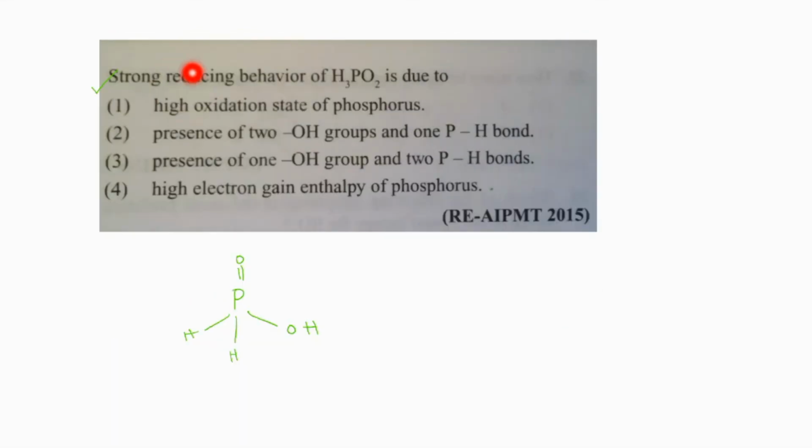The strong reducing behavior of H3PO2 is due to. So we should know how to draw the structure of H3PO2. Why is it reducing? We already discussed that due to the presence of these 2 P-H bonds. So out of this, which one is the correct answer? The presence of 1 OH group and 2 P-H bonds. Correct, no? The third one is the correct answer.